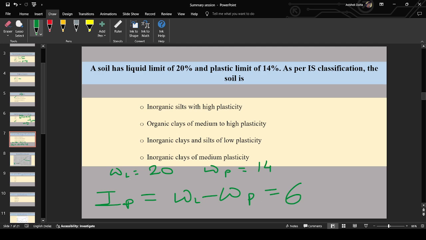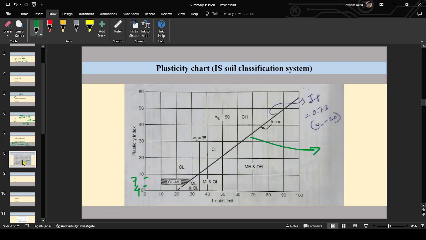Now we'll go to the graph and see where it falls. So liquid limit of 20, and plasticity index of 6. So first liquid limit 20, that means this vertical line, okay, and plasticity index of 6. That means along the vertical line between 4 and 7, it is lying in this shaded zone.